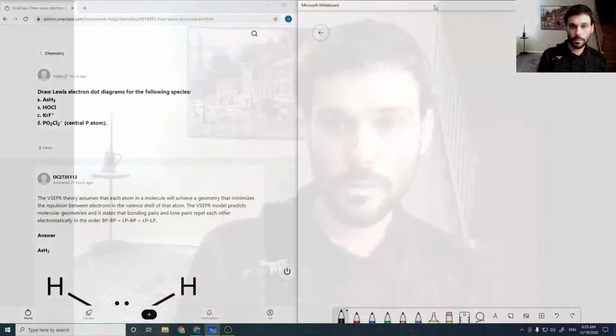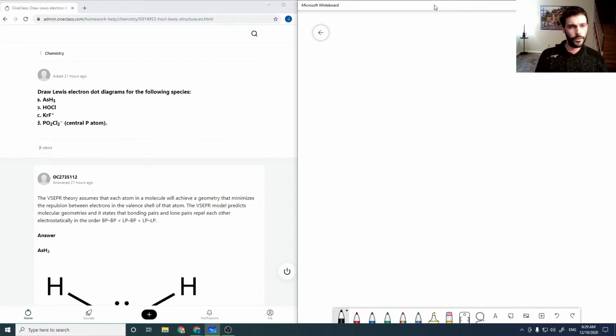I have a PhD in chemistry, and today I'm going to run through a few undergraduate, high school level chemistry questions. So here's our first one. Draw Lewis electron dot diagrams for the following species. First on the list here is arsenic trihydride.